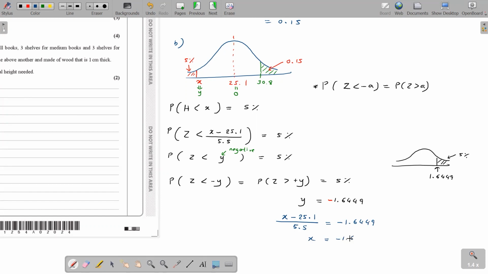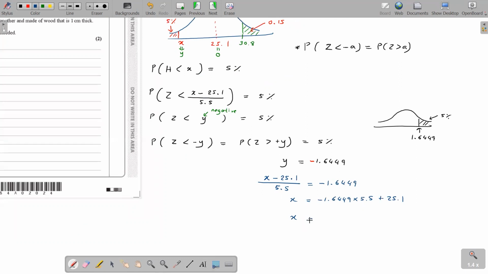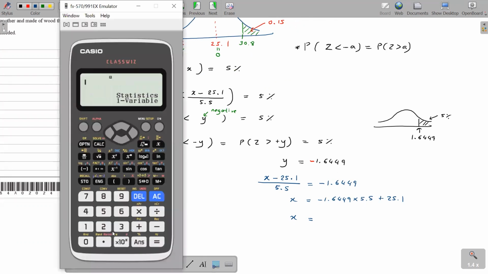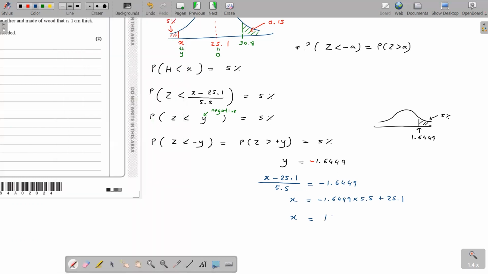Replace Y with the value that we use: X minus 25.1 over 5.5 equals minus 1.6449. Make X the subject: minus 1.6449 times 5.5 plus 25.1. Do you agree? How much is X? Type it in the calculator: minus 1.6449 times 5.5 plus 25.1. We get 16.05305. So if I round it off, it's 16.1 centimeters.